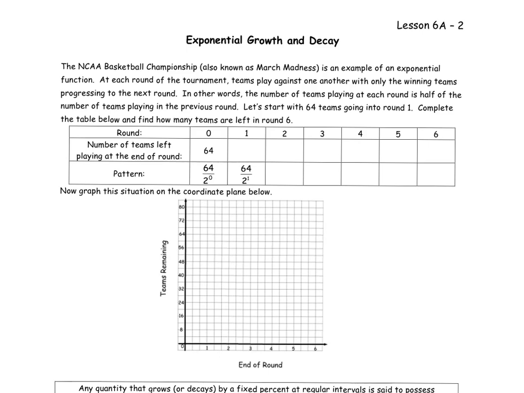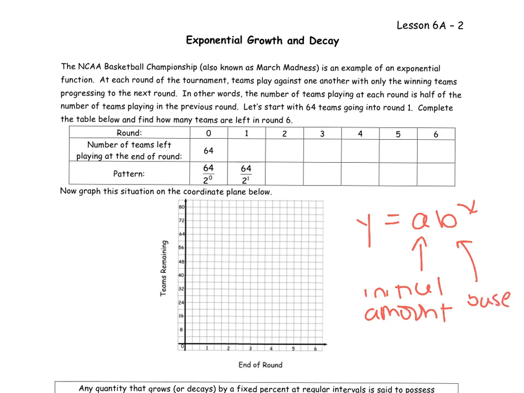So as you saw in our previous lesson, we were talking about exponential growth and decay. So now if you remember our general formula of y equals ab to the x, where we said a represented that initial amount, and we said that b was representative of the base. And then x was just our variable.